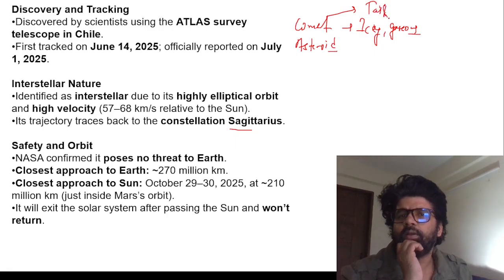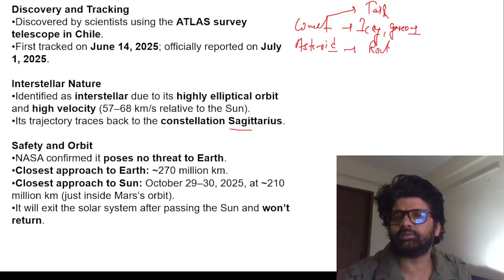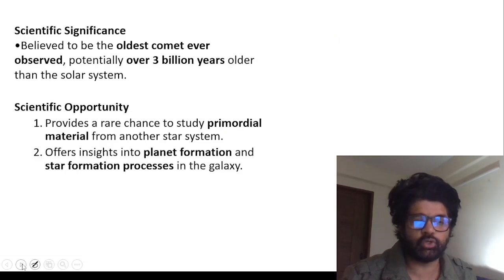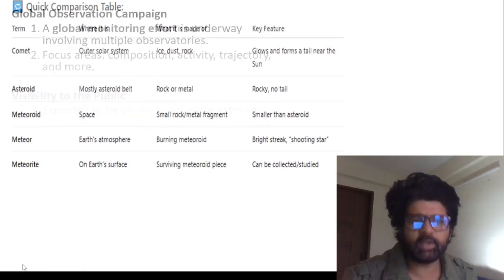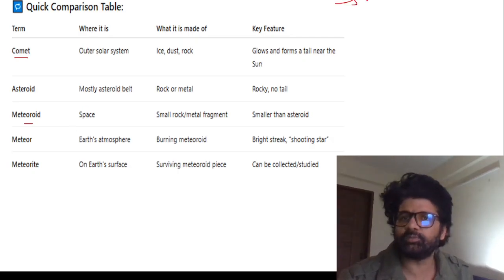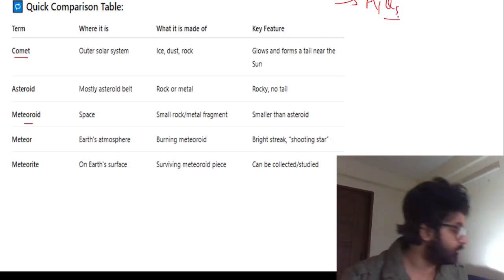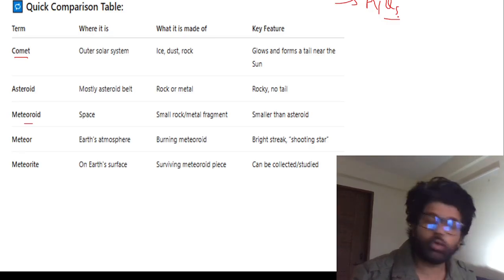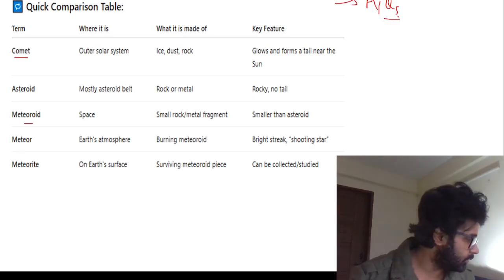On the other hand, asteroids are rocky particles. The fragments of comets and asteroids make something which is known as meteor. So there are terms which we have to keep in mind, and then we'll talk about the other things. So comet, asteroid, meteoroid, meteor, meteorite. Please pay attention to this. UPSC has already asked multiple PYQs on these terms. You have to know them.